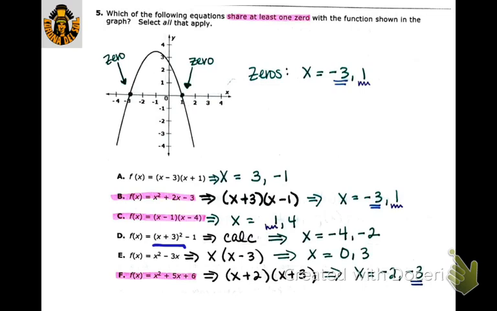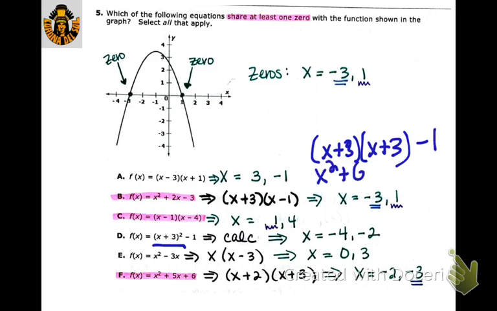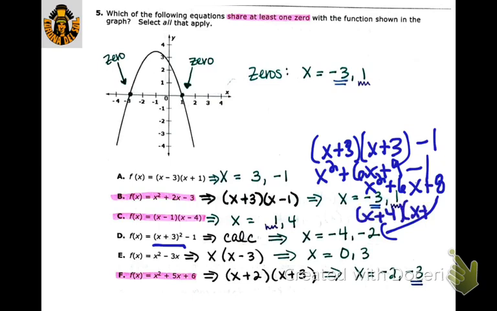out. So you could do x plus 3 squared, which is x plus 3 times x plus 3, and then minus 1, x squared plus 6x plus 9 minus 1, x squared plus 6x plus 8, and then it factors, and it gives you those zeros. So it would factor as x plus 4 and x plus 2, and then you can tell it's not the one we're looking for.